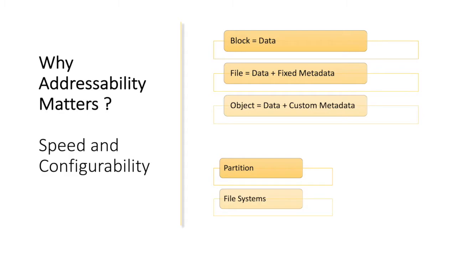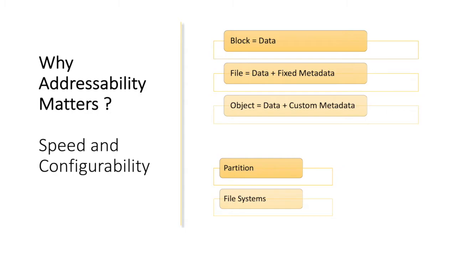Now block means just data, it just contains data. File contains data plus some fixed metadata: when this file was created, who created it, date of creation, and things like that. Object is data plus custom metadata. You can have some more key value pairs, some entire metadata, something like what is the purpose of this file and things like that. Now first understand the speed part of it.